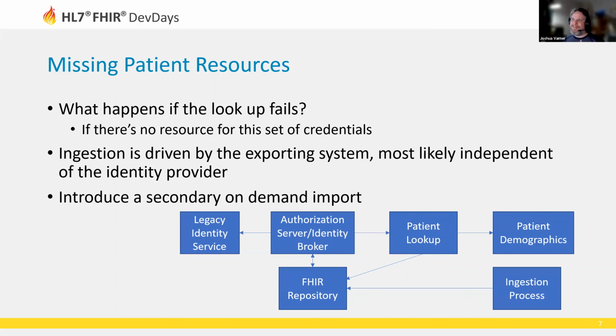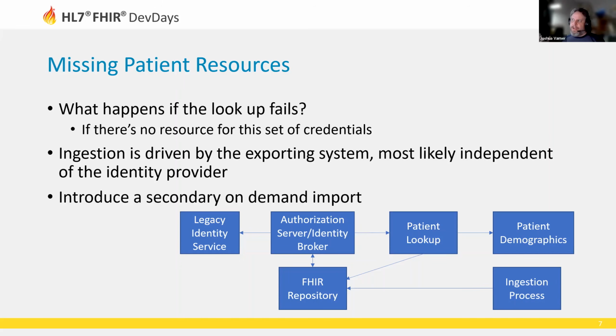With this group, if you don't have a resource that represents that set of credentials and you do the lookup, what can you do? You can't provide someone a FHIR user scope that doesn't point anywhere. That's not valid. So ingestion is driven by the exporting system. It's completely independent from the identity provider.